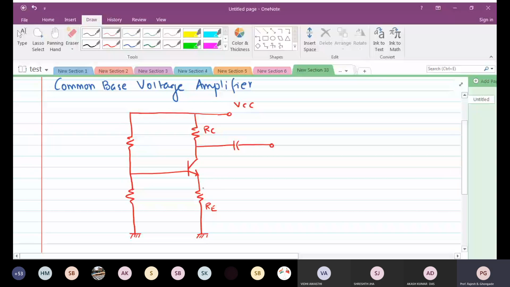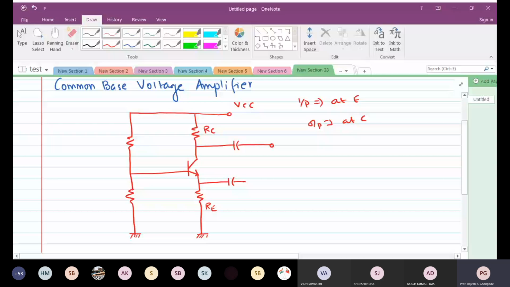Now, in a common base amplifier, where should we give the input and where do we expect the output to be? Input will be between base and emitter, at the emitter, and output will be at the collector. So we have to have another coupling capacitor here where we will provide the input.